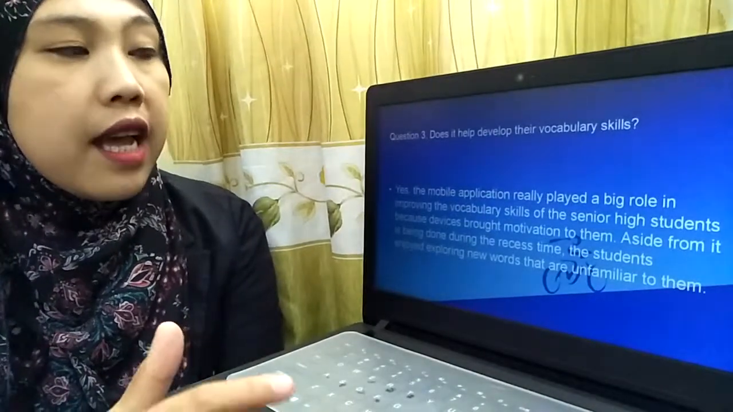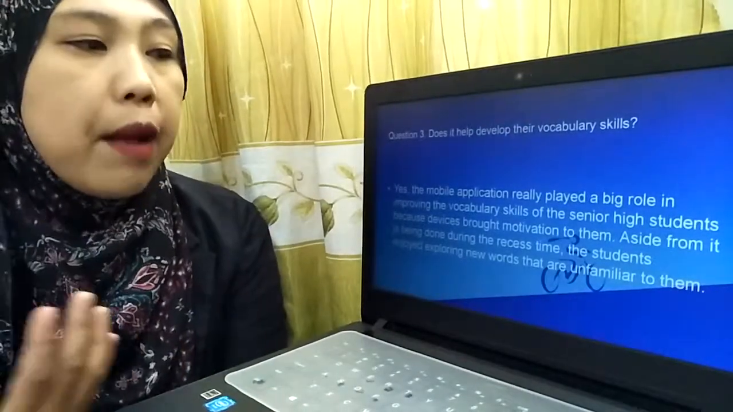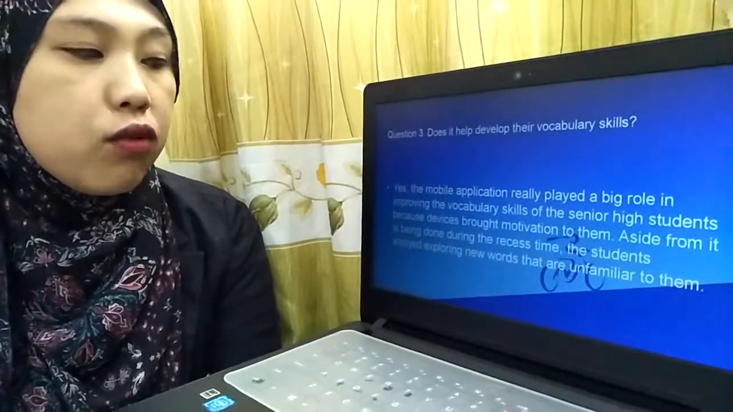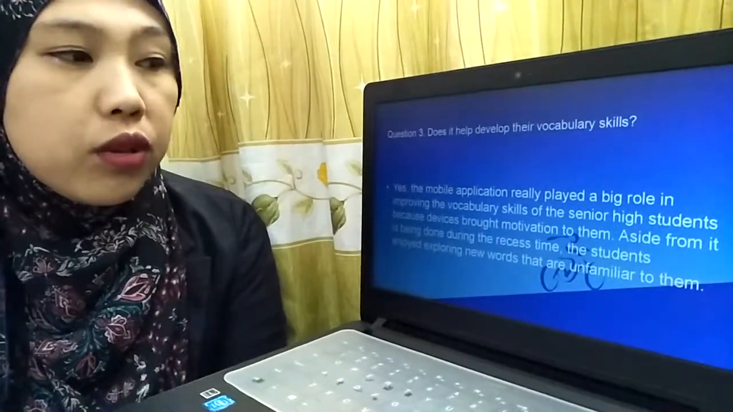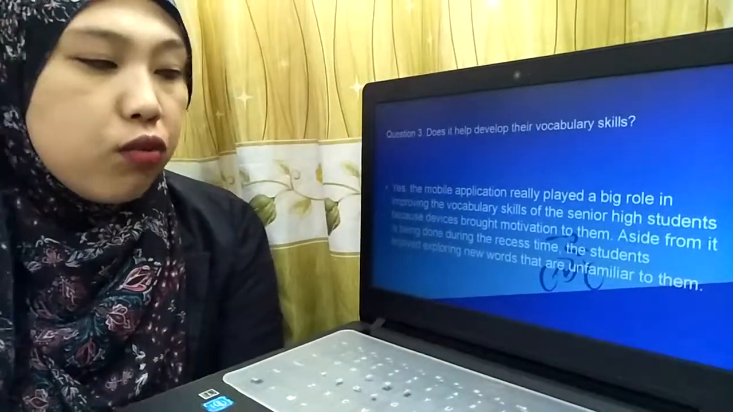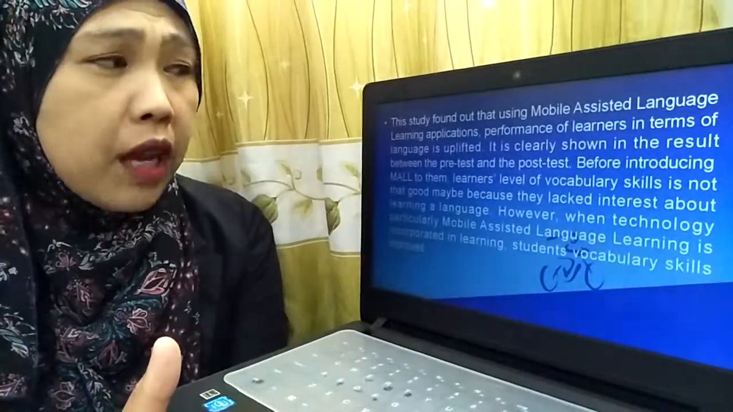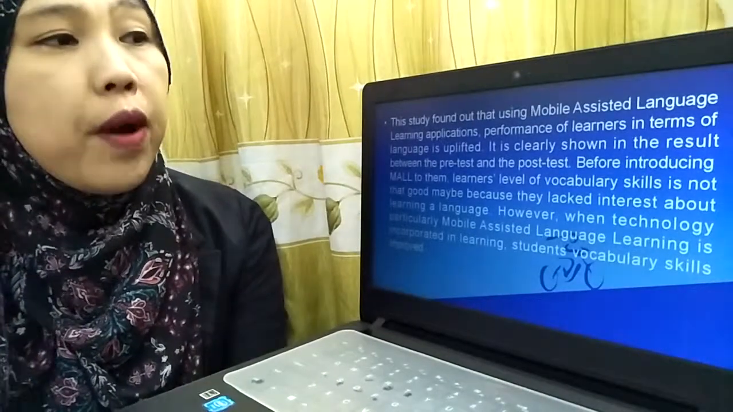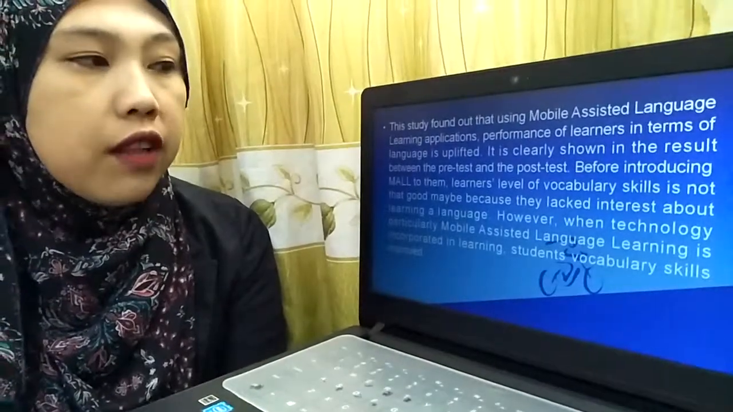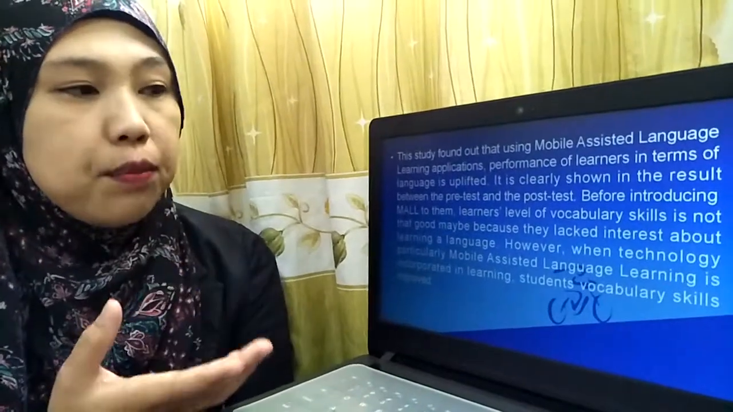As for question number 3, does it help develop their vocabulary skills? Yes, the answer is yes, because the mobile application really played a big role in improving the vocabulary skills of the senior high students because the devices brought motivation to them. Aside from it being done during recess time, the students enjoyed exploring new words that are unfamiliar to them. This study found out that using mobile-assisted language learning applications, the performance of learners in terms of language is uplifted. It is clearly shown in the result between the pretest and the post-test.